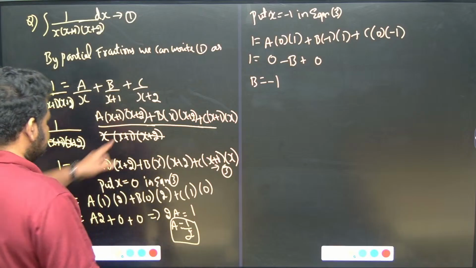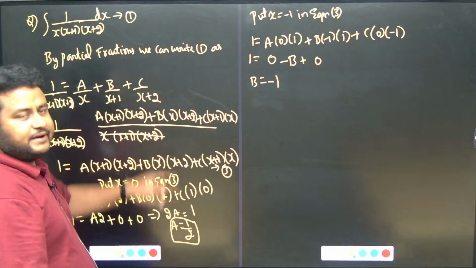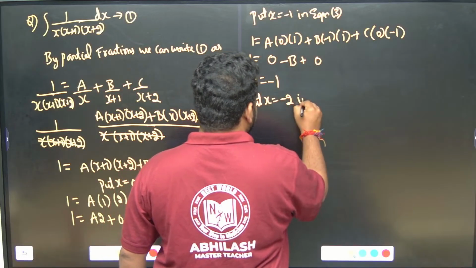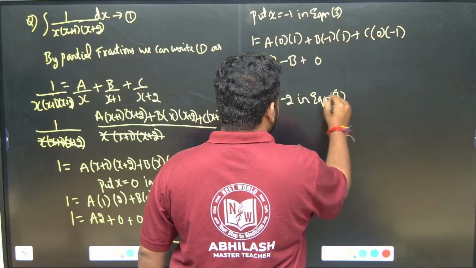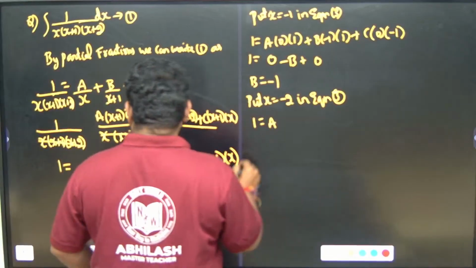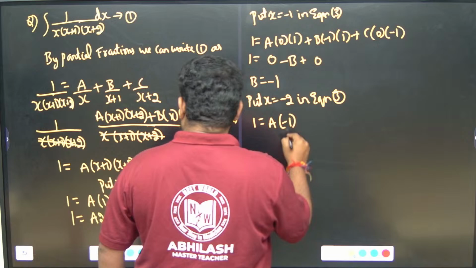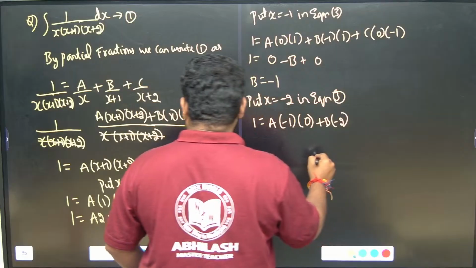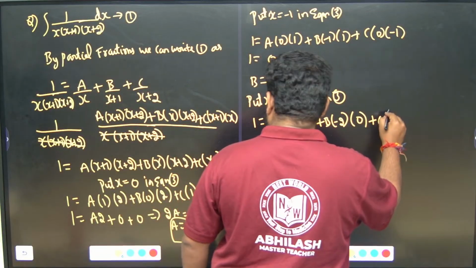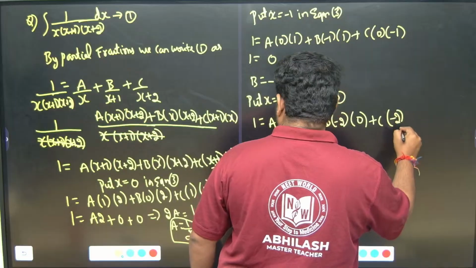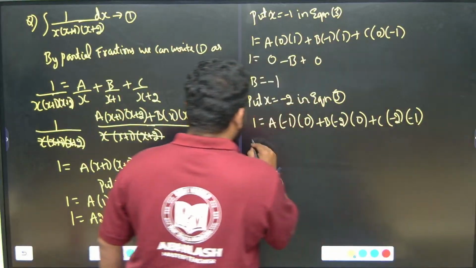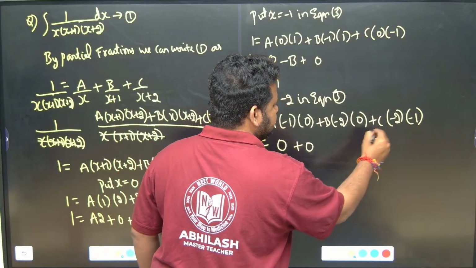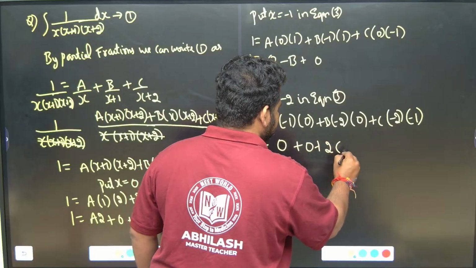Now see here, x plus 2 is there under C. So put x is equal to minus 2, we will get the value of C. Put x is equal to minus 2 in equation 3. We will get 1 is equal to A into x plus 1, minus 2 plus 1 is minus 1, minus 2 plus 2 is 0, plus B into minus 2 plus 2 is 0, plus C into x plus 1, minus 2 plus 1 is minus 1. So 1 is equal to 0 plus 0 plus minus 2 plus 1, minus 2 into minus 1 is plus 2. This will be plus 2C.